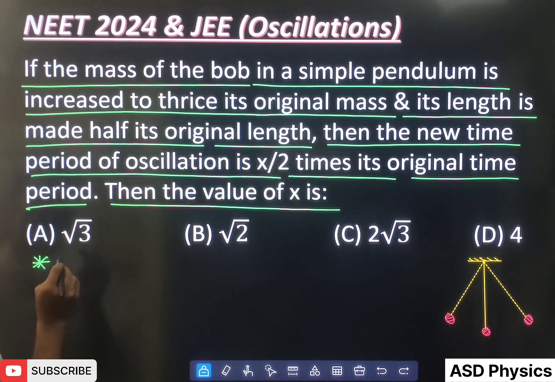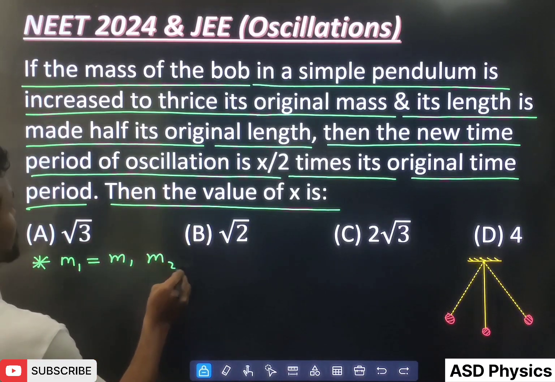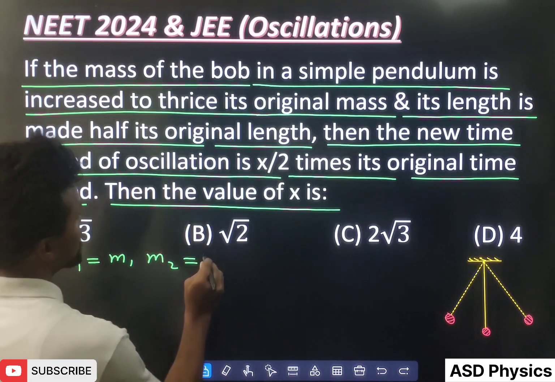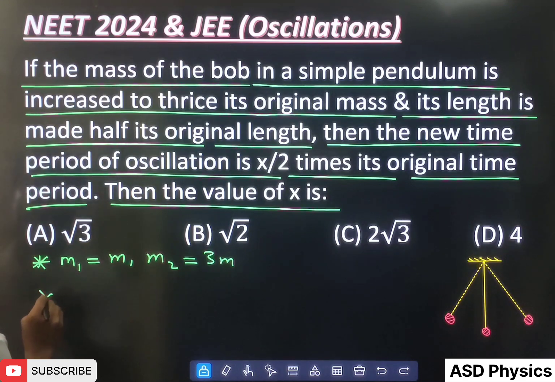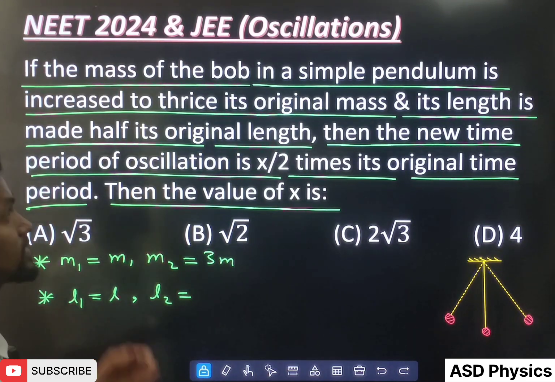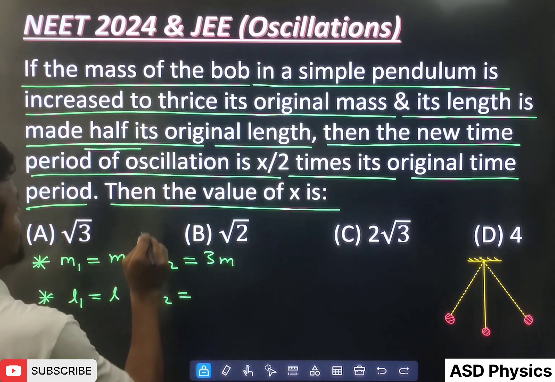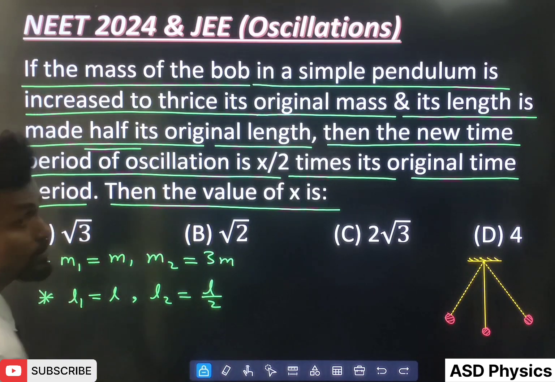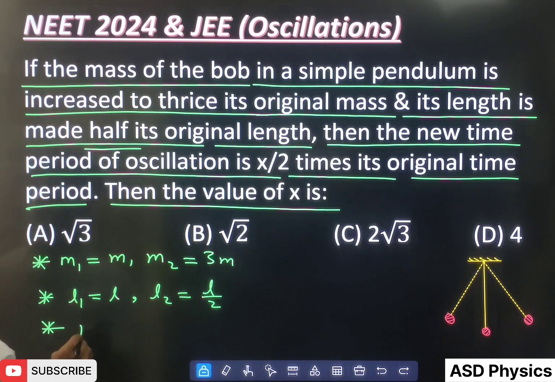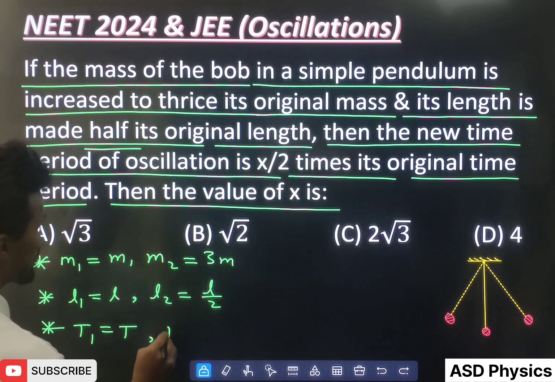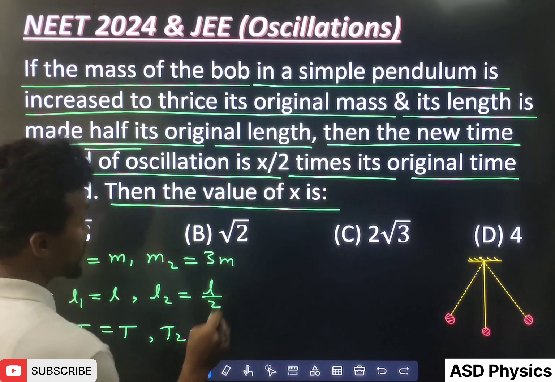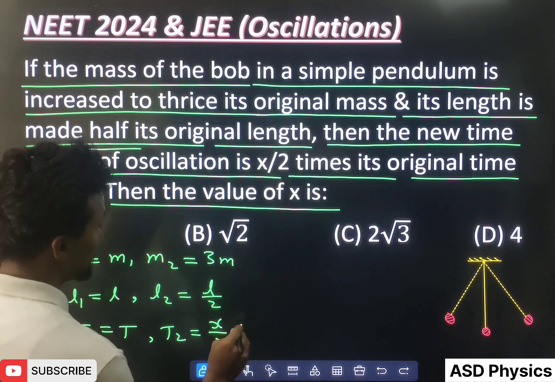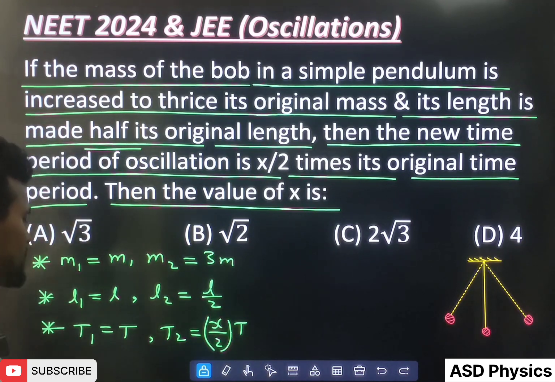Here, if I talk about the mass, let's take the initial mass as m. After that the mass is becoming how much? They are telling thrice, so m2 will become 3m. If we talk about the length, let's take the initial length as l, so the new length will become half of its original length, so we can write L2 is L by 2. After that, for the time period, let's take the initial time period as T, and the new time period will be x by 2 times its original time period, so it will become x by 2 into T. Now what is the time period?